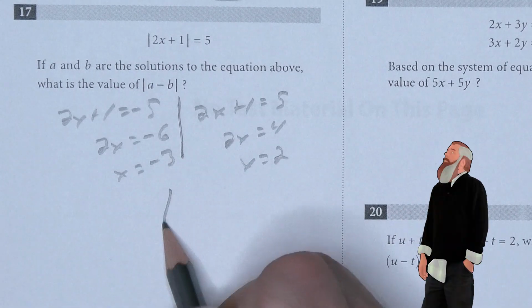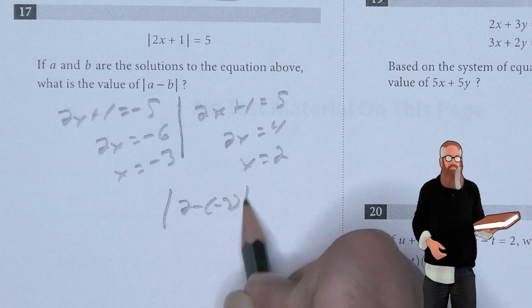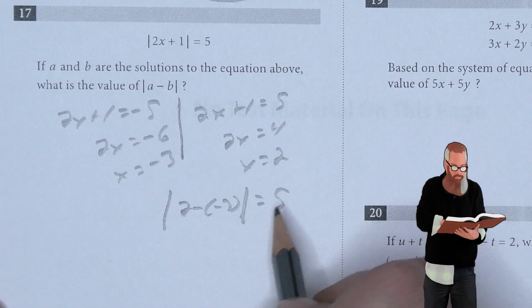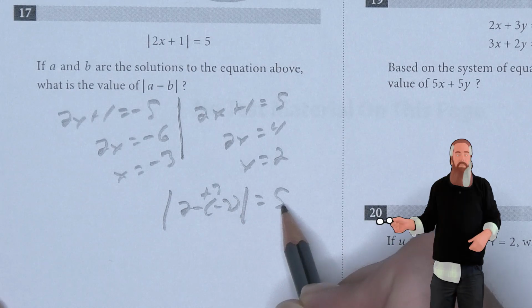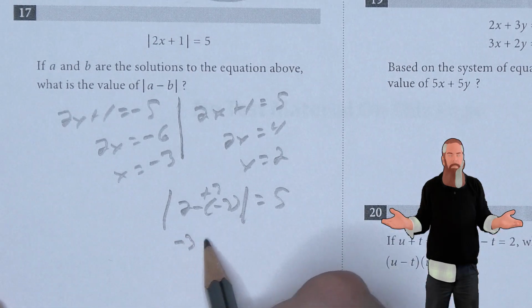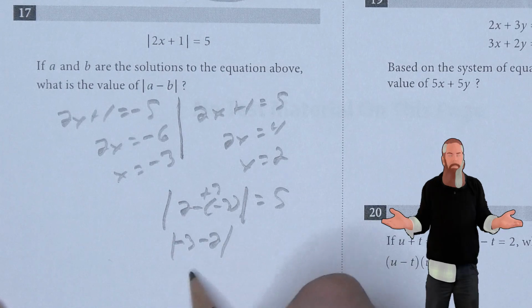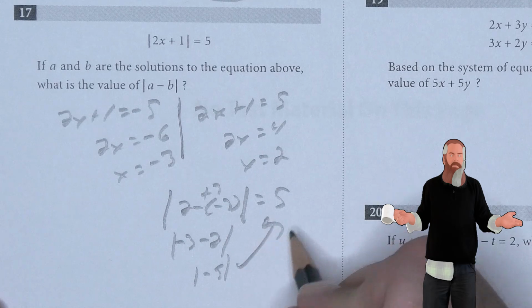So what is the absolute value of 2 minus negative 3? That's going to be equal to 5, because this becomes a plus 3, and the absolute value of 5 is 5. If you did this in the opposite order, where you said negative 3 minus 2, absolute valued, you'd wind up with the absolute value of negative 5, which is also 5.